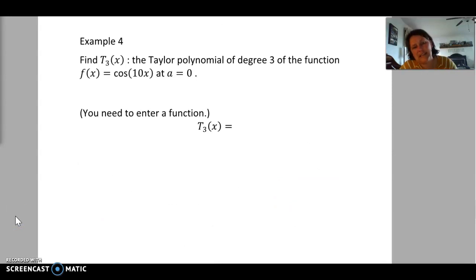Okay, for this last example, I'm not going to go through and do the whole thing. I've already done a cosine function earlier. What did I do, cosine or sine? I think I did sine. But this one's going to be very similar. It just has 10 inside, so you're going to have to remember your chain rule. We're going to degree 3, so that means you need to find c sub 0, c sub 1, c sub 2, and c sub 3 for your coefficients, and then build that polynomial up to 3 degrees, a third degree polynomial. So you're going to be entering a function.